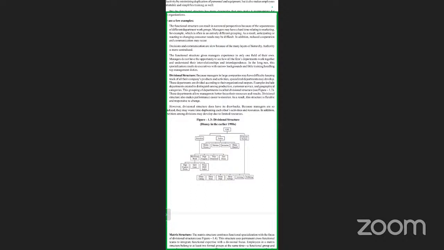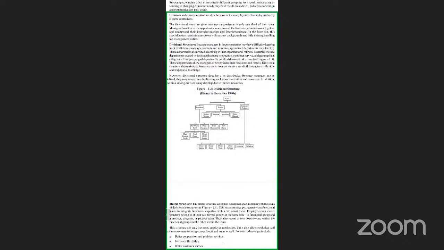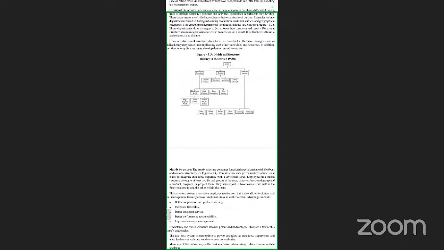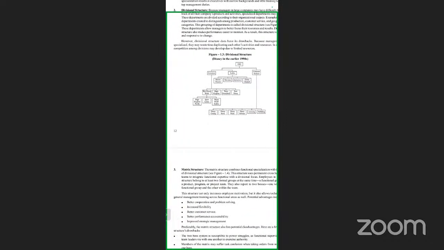plan of action. However, this divisional structure has its own drawbacks, that is, limitations, where they waste time duplicating each other's activities and resources. In addition, competition among divisions may develop due to limited resources.